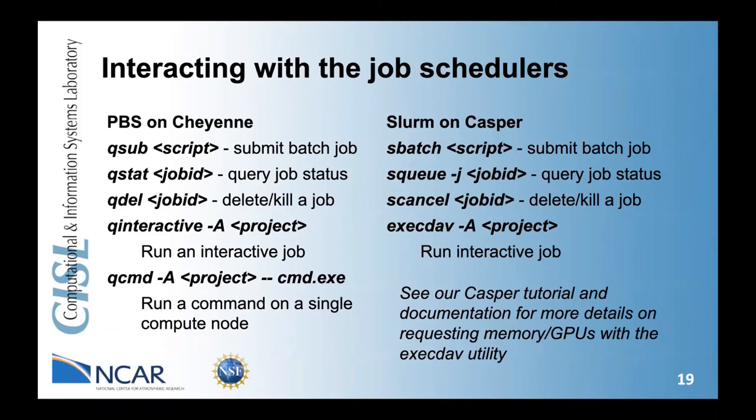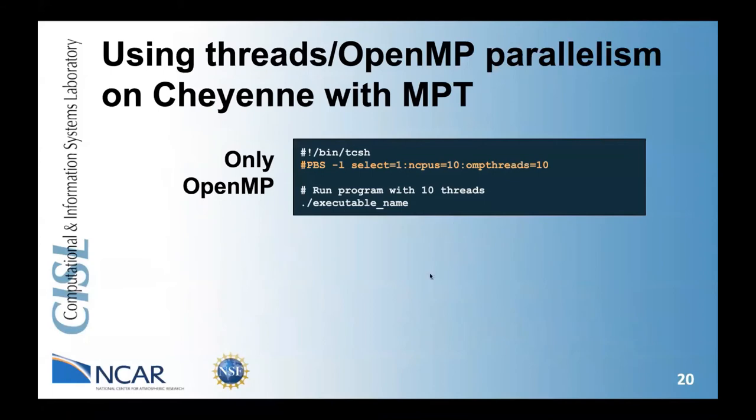So command exe in that line is a stand-in for any sort of work you wanted to run. For instance, the command after the double dash could be make -j8. And then if I did qcmd -A project code -- make -j8, it will do a parallel build with eight processors for me, but it will run that on a compute node instead of on one of the login nodes. So like I said before, you can compile on Cheyenne using a compute node. That's how you would do it, using qcmd. You could also use qinteractive to start a job on a node, and then you could log into the node and do things interactively.